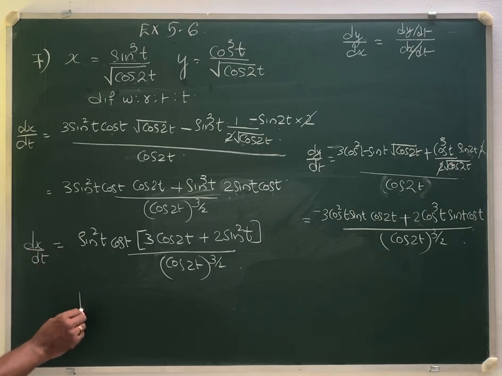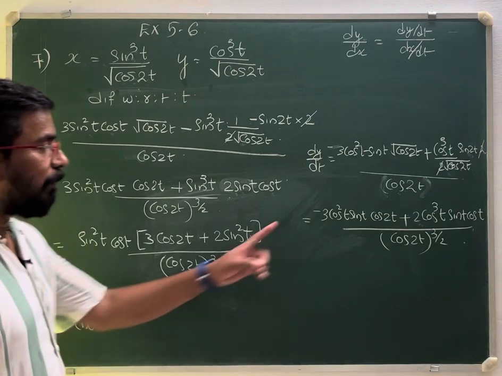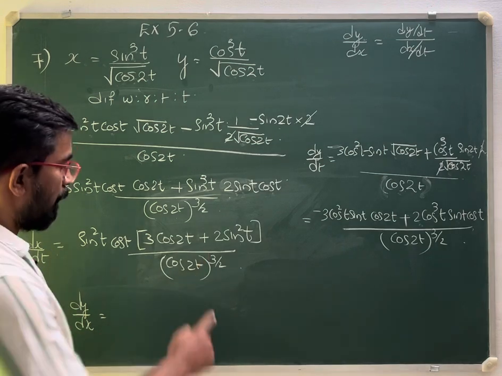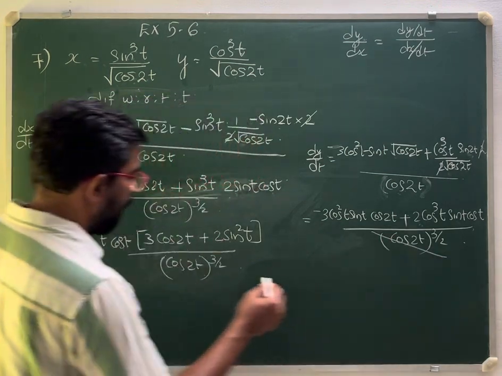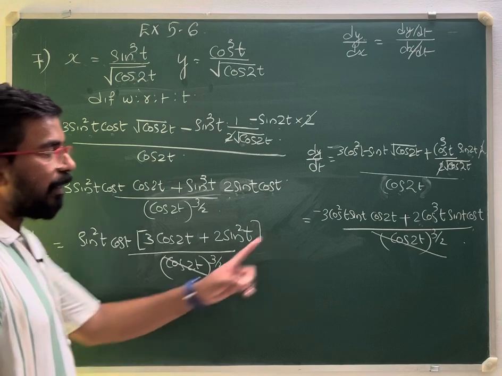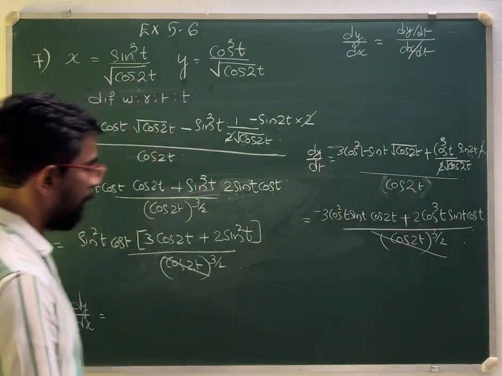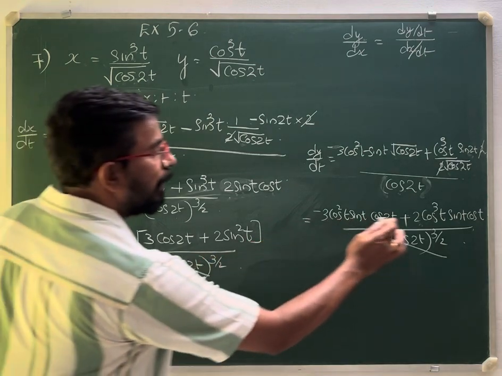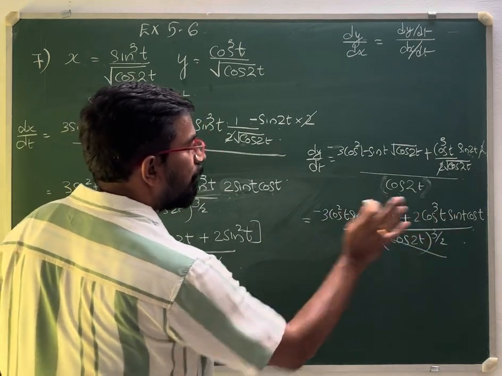Now I will find dy by dx. dy by dx is dy by dt divided by dx by dt. I don't have place, but then this common denominator, these denominators will get cancelled. So I am going to write only the numerator of dy by dt. Here also you can take a common factor.